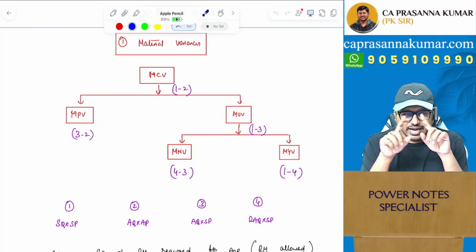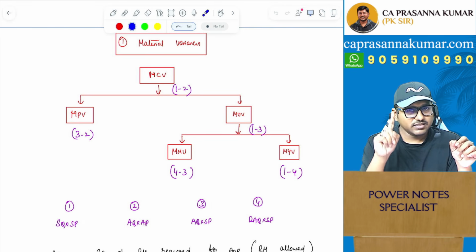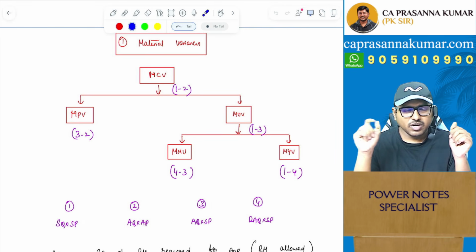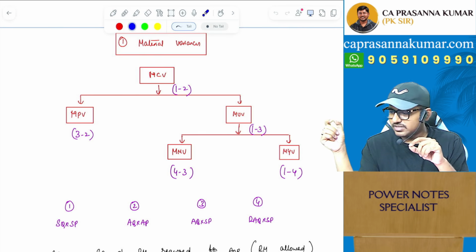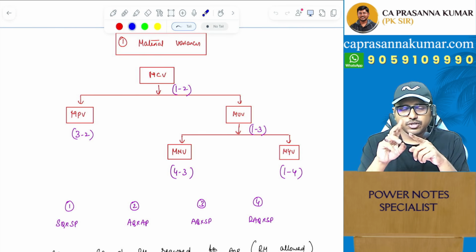First, the entire classification, material cost variances, is divided into price and usage if there is single raw material. If there are multiple raw materials, usage will be further divided into mix as well as yield. Clear? And how many formulas are there? 4. 1, 2, 3, 4.